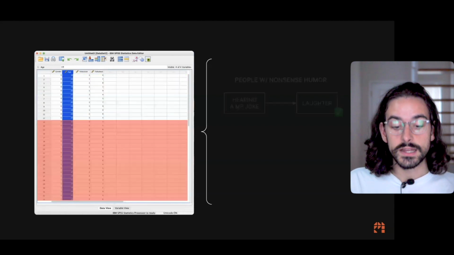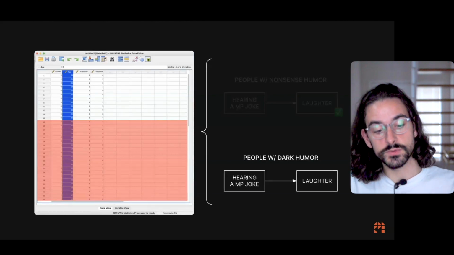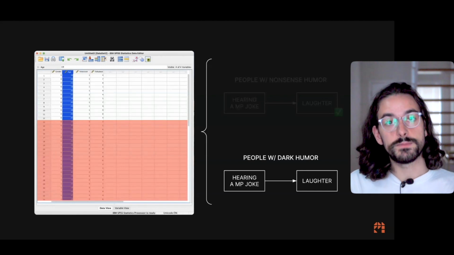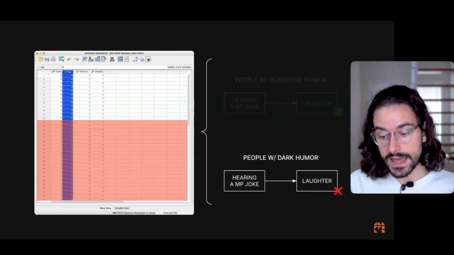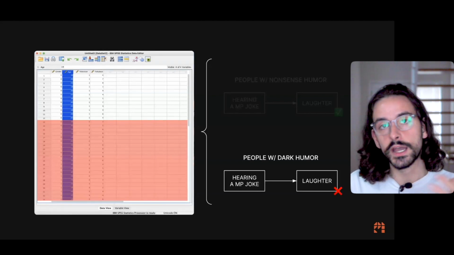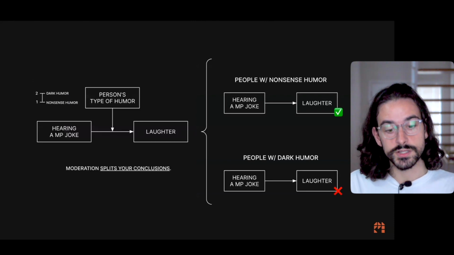It's great. Now we're going to repeat the same study with people with dark humor. Okay, so we're just selecting these people from our data set. They're going to hear a Monty Python joke, and we're going to see if they laugh. Do they laugh? No, they don't, because it's not their type of humor. They're going to say, oh, this is too bland. I don't like it. So this is why moderation splits your conclusions.